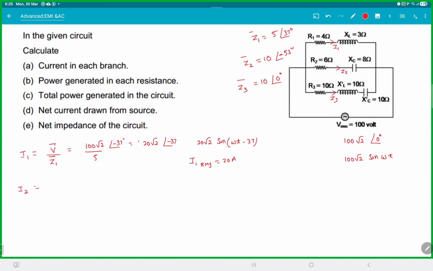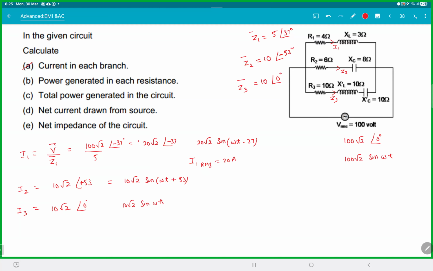Similarly, I2 will be 100 root 2 by 10, that's 10 root 2 minus 53. Ten root 2 sine omega t minus, no, plus 53. I3 would be 10 root 2, 0. This would be 10 root 2 sine omega t. Clear with this? You can get the RMS values from here. Makes sense. Then that is the first part.